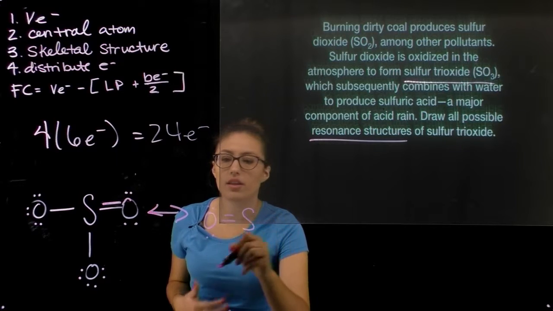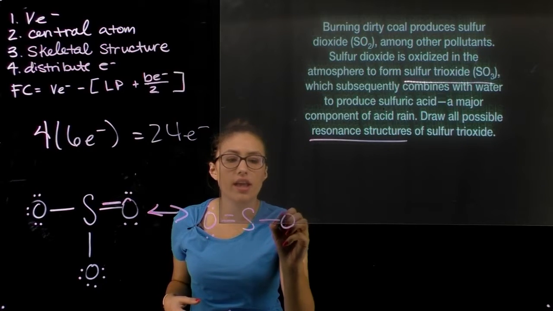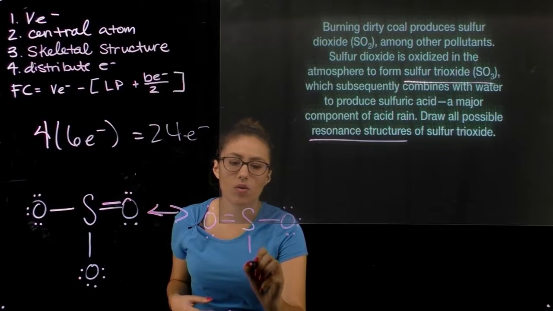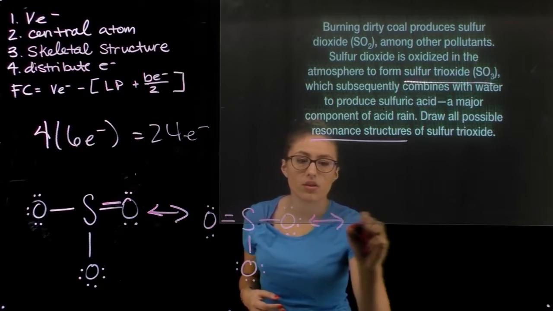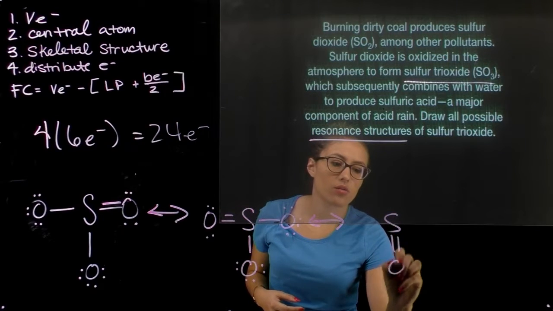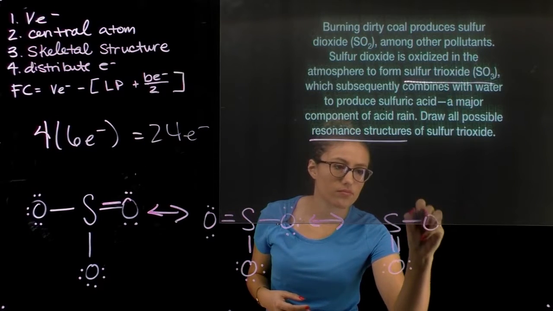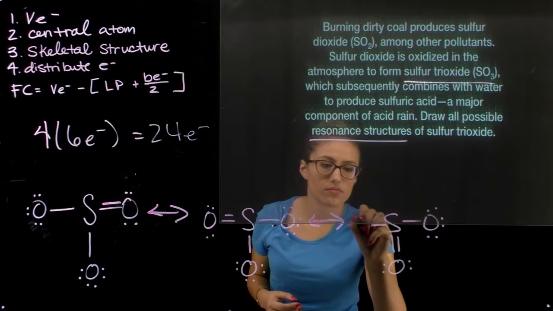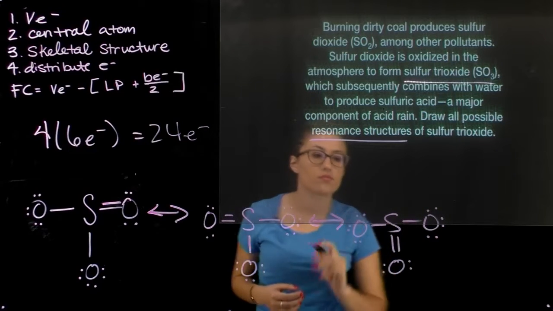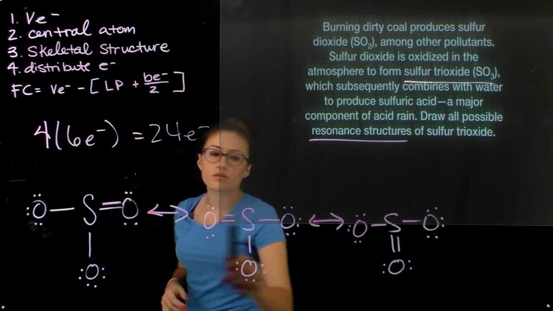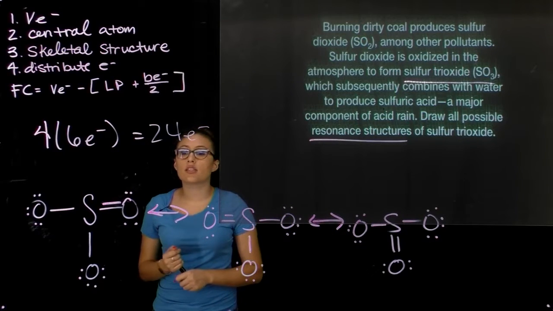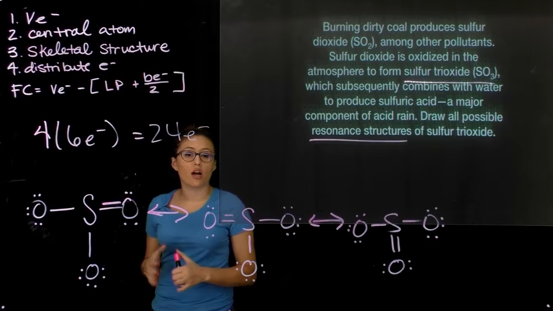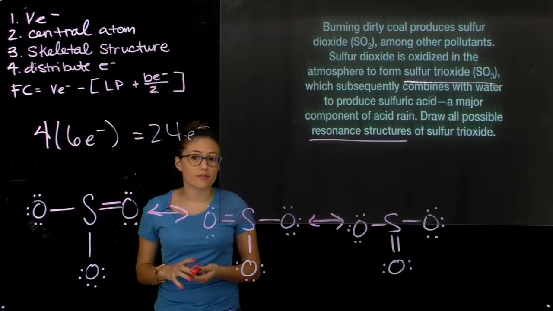You could have drawn the double bond to the oxygen on the left, or you could have drawn the double bond with the oxygen on the bottom. Remember, each of these resonance structures are all correct. All we're changing is the location and the distribution of the electrons.